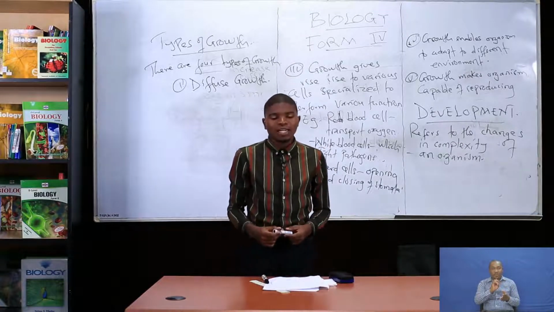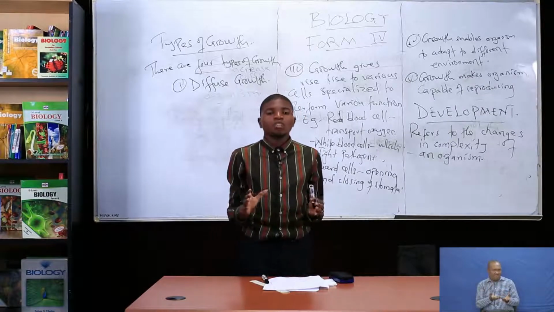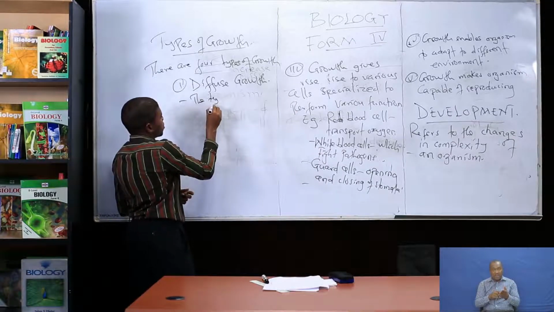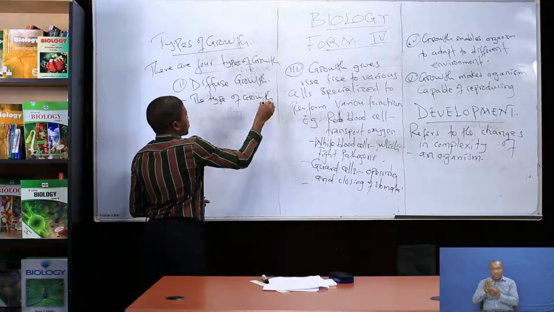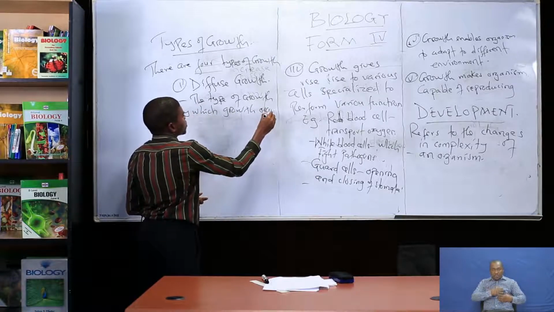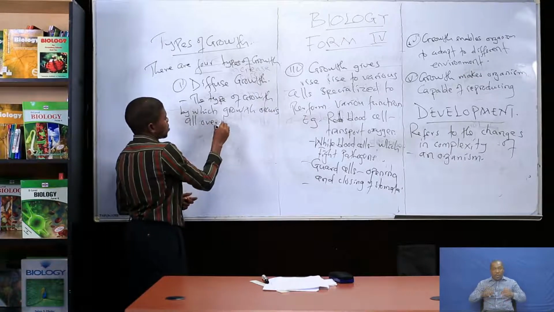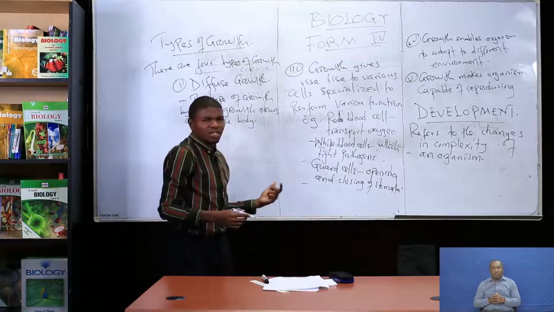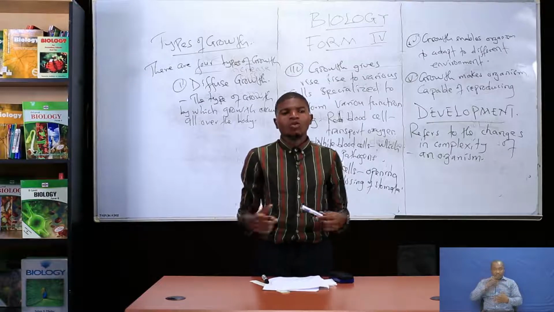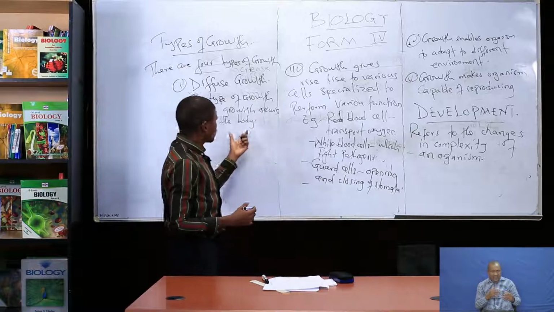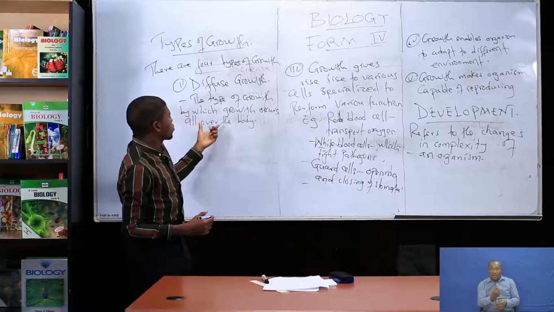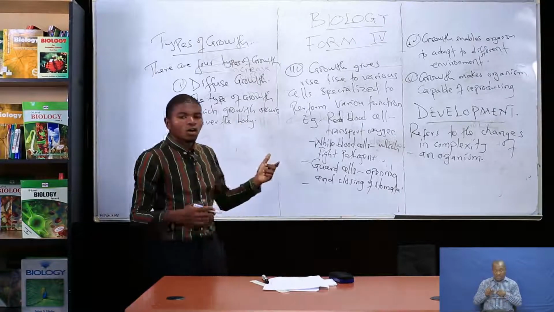Yes, diffuse growth, we say, is a type of growth whereby growth tends to occur all over the parts of the body. But someone can be astonished how growth occurs all over the body. How? And to which organism does this type of growth occur? Diffuse growth is growth which takes place all over the body.